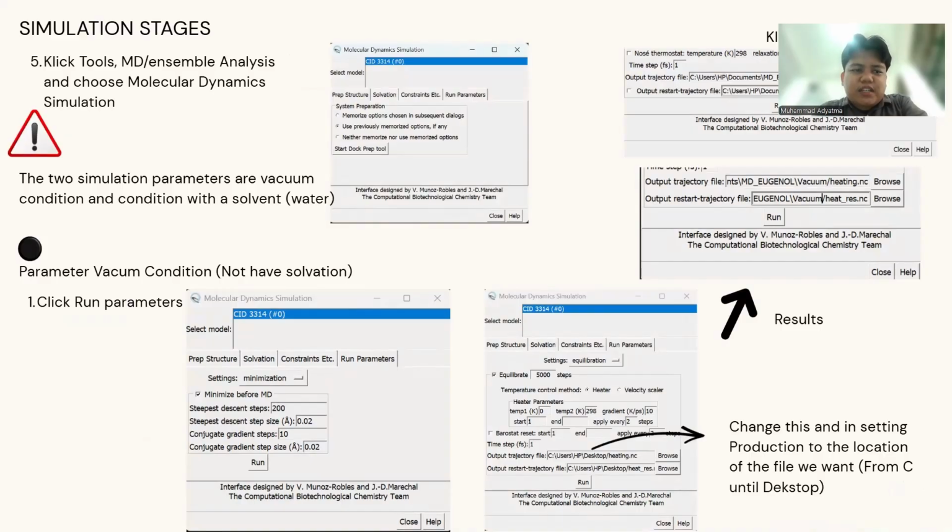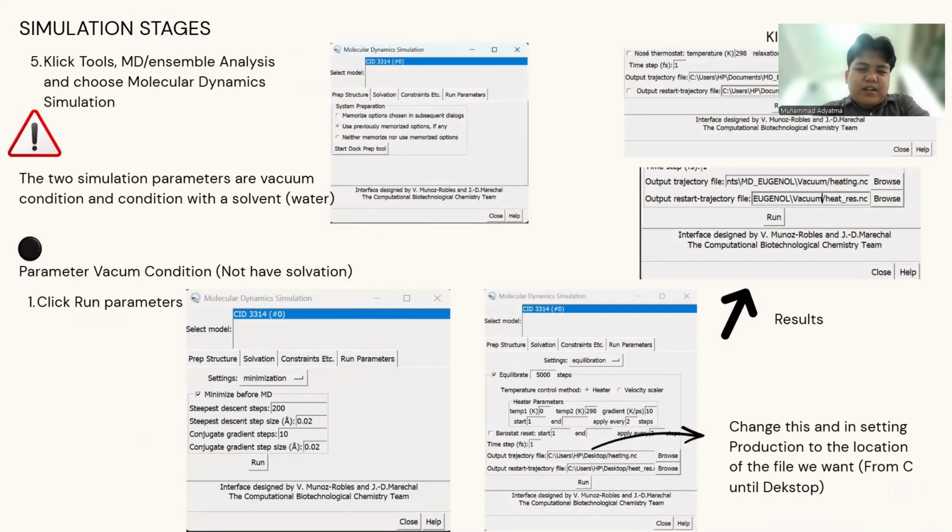Then choose MD and sample analysis, and choose molecular dynamic simulation. Then we have two simulation parameters: the vacuum condition, and a condition with a solvent, or water. The first parameter is the vacuum condition, which has no solution.